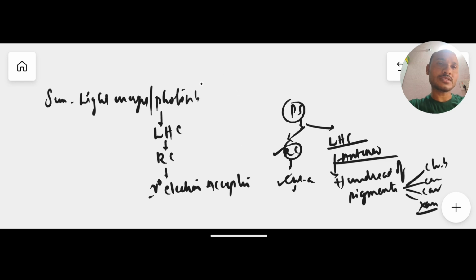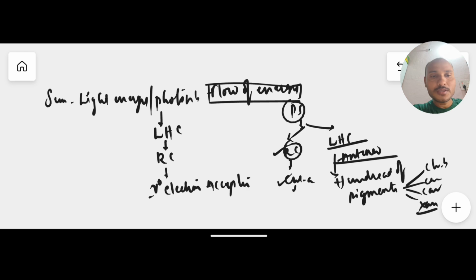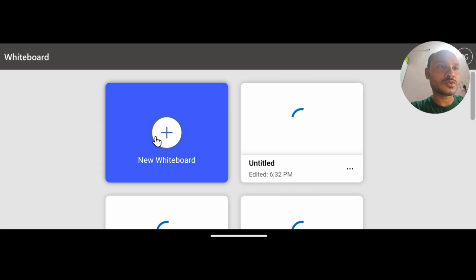So this is how the energy flows by using the photosystem. This is all about the important concept related to the chlorophyll pigment. So with this we complete the structure of chlorophyll pigment.